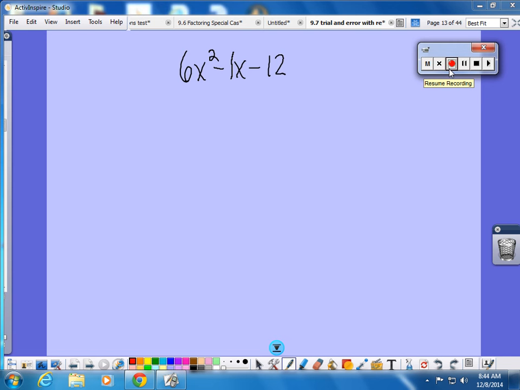Let's look at this. I don't have a greatest common factor. If I did, like let's say this was 18 or something, I would factor that out, but this is a 1. So because this is not a 1, I do multiplication here. So x squared minus 1x minus 72. Would you factor that on your paper with trial and error?